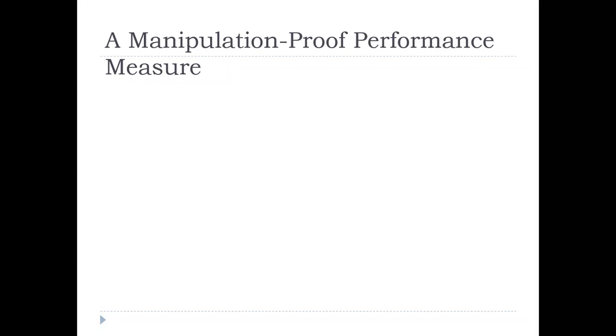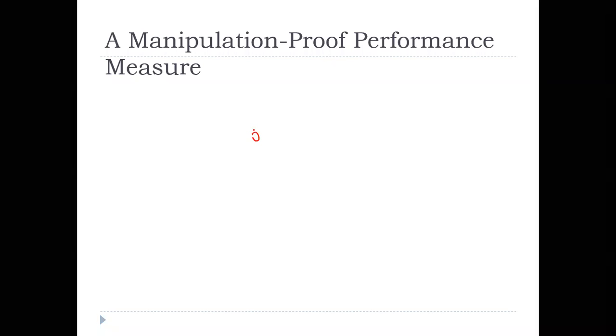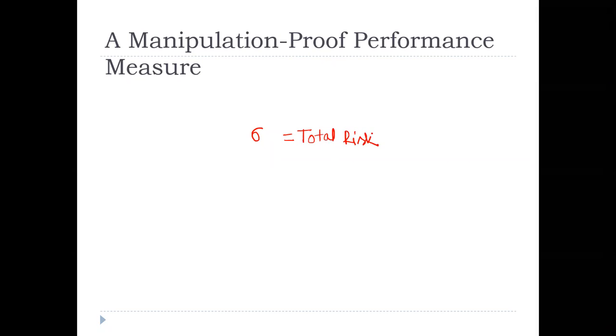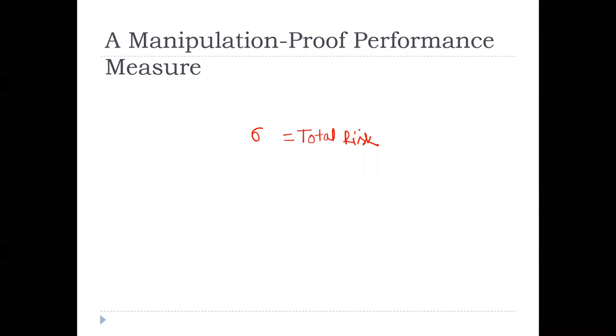Okay. So one of the popular measures of portfolio performance is the Sharpe ratio, where risk is approximated by which parameter? Risk is approximated by sigma, total risk. Risk is approximated by sigma, as an approximation of total risk.